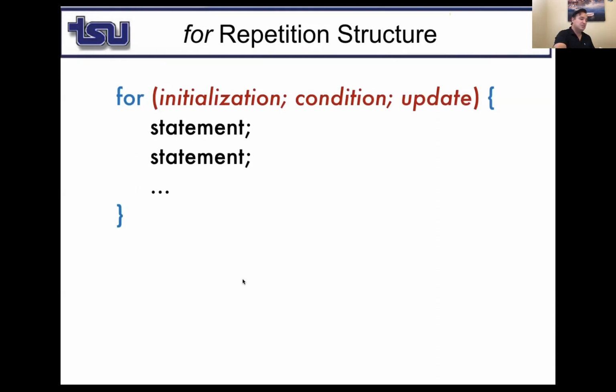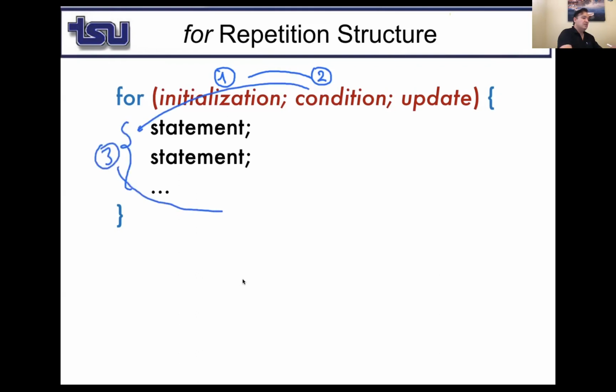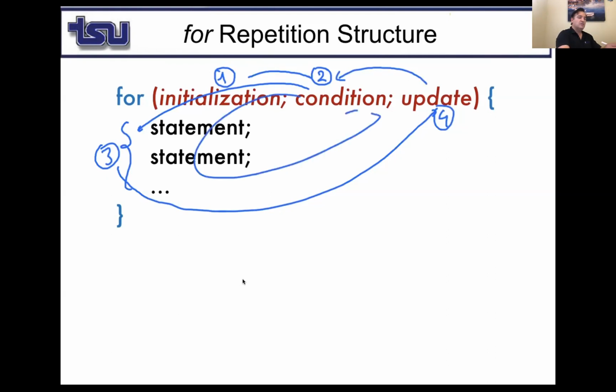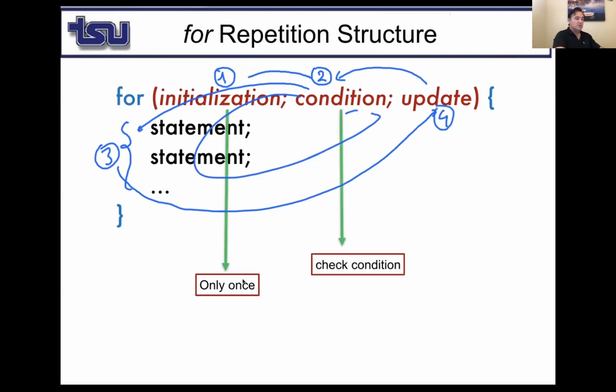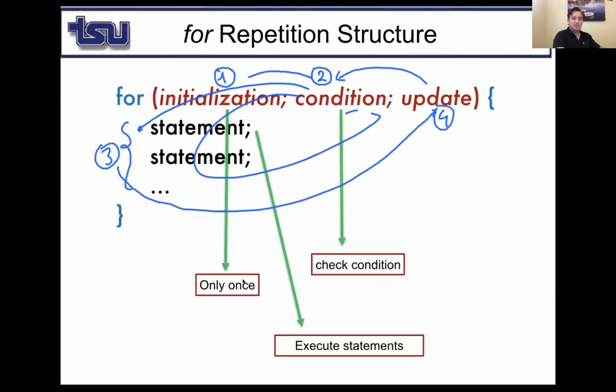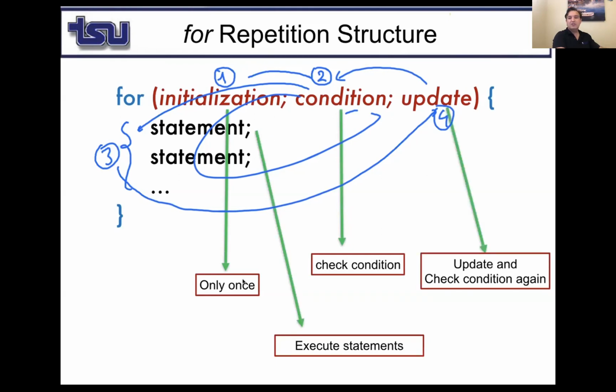and you go back to the condition. In other words, first you start with initialization. Then you check the condition. If the condition is true, you execute your statements. And then you update, and then you go back to the condition. And then you loop this way. Okay? So it's pretty simple. Initialization is done only once, as I said. Condition, and then execute statements, and then update and check the condition again.